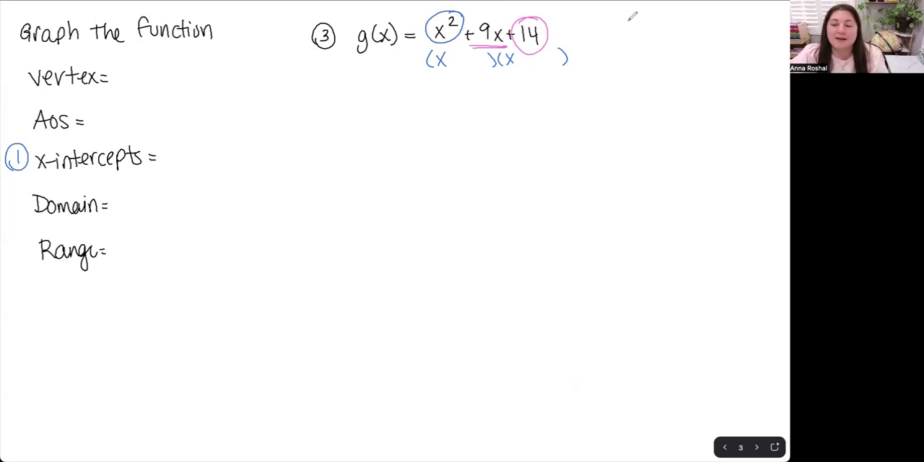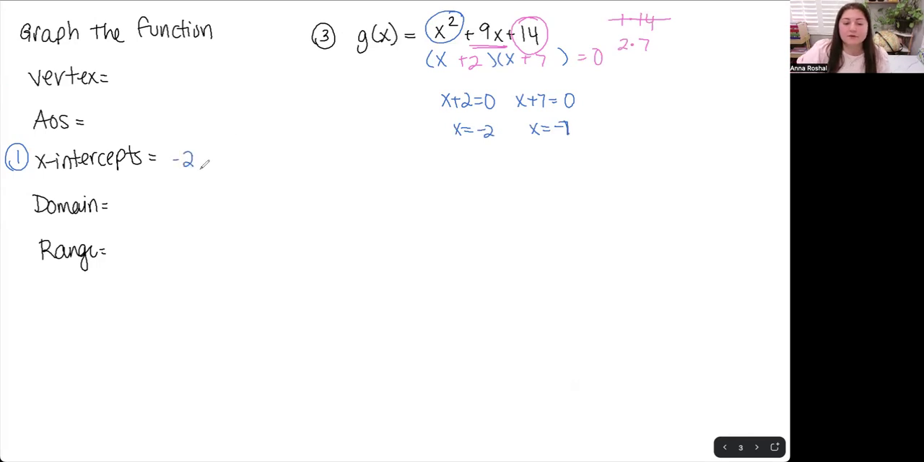So in this case, my factors of 14 are going to be 1 and 14, and then 2 and 7. Now the 2 and the 7 are the only two numbers that are going to add up to 9. So I'm going to say we're going to add 2 and add 7. We're going to set it equal to 0, and then we're going to look for our x-intercepts. So x plus 2 is 0 and x plus 7 is 0. That means my intercepts are -2 and -7. So here's -2 and -7.